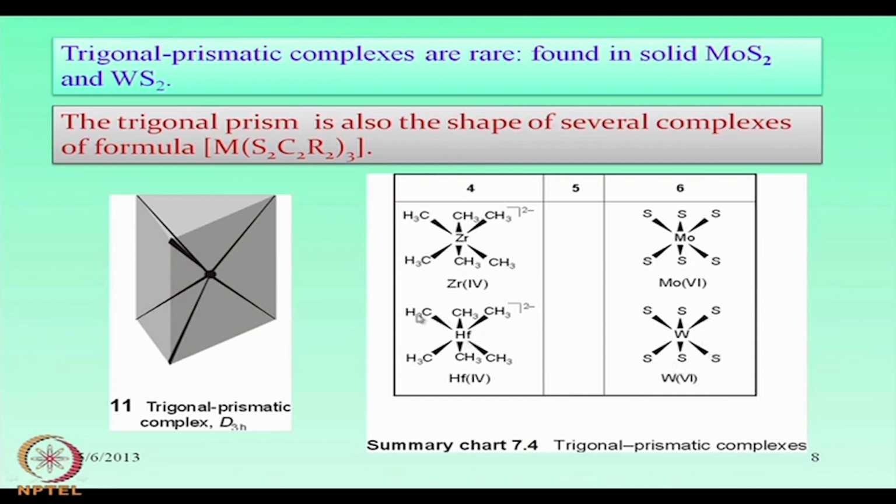Similarly, here also the methyl groups are there, which are small. So metal methyl, so metal carbon bonds are there. So 6 such methyl groups surround hafnium, and 6 methyl groups surround zirconium, also giving rise to trigonal prismatic complexes.